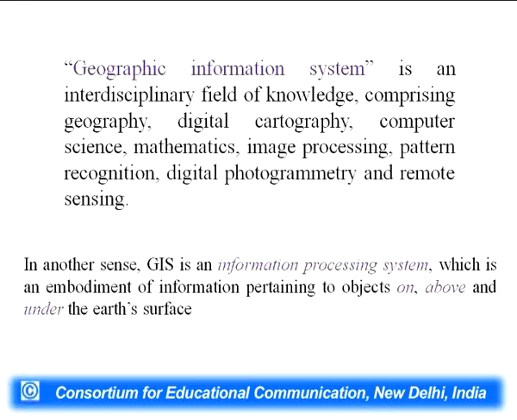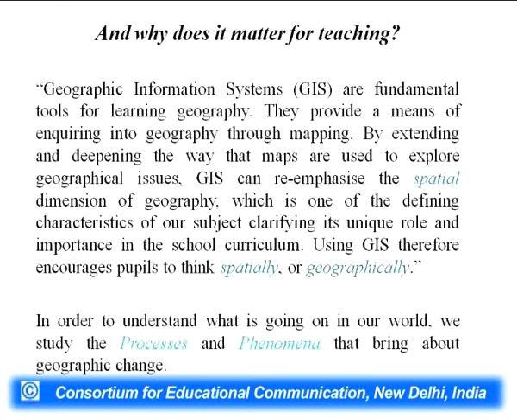In another sense, GIS is an information processing system. Whatever information we take from our surroundings, from anywhere on the Earth's surface or near the Earth's surface, we try to analyze these things and come out with certain results, and these results we use in our decision making process. So, GIS is an information processing system which is an embodiment of information pertaining to objects on, above, and under the Earth's surface. And why does it matter for teaching?